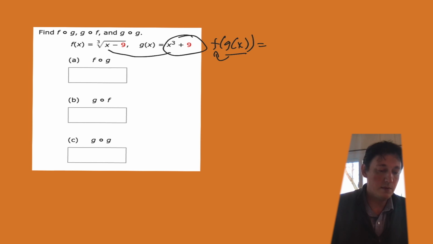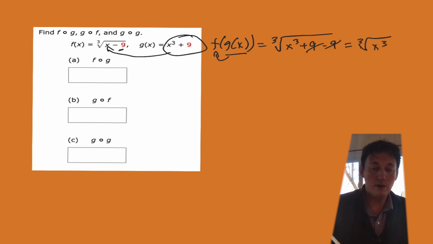In this last question, we're going to find f of g of x. F of g of x, again, we're going to plug in g of x into f. So I'm going to take this function g of x, and plug it in where I see an x in here. So I have cube root of x cubed plus 9, and then I have minus 9 from the other, from f of x. So to simplify this, 9 minus 9 is 0, and I have cube root of x cubed, which just so happens to reduce to x.